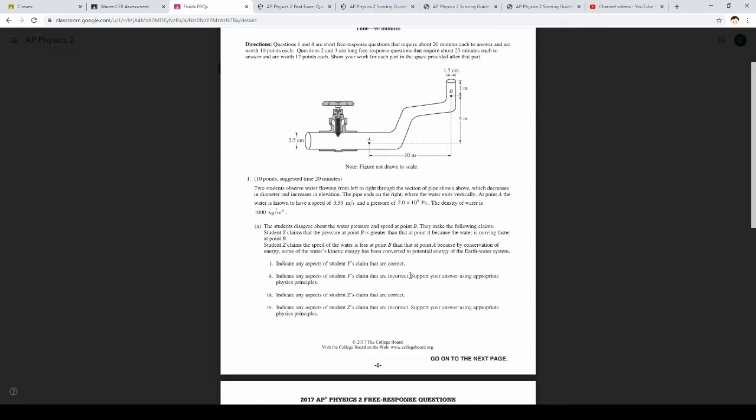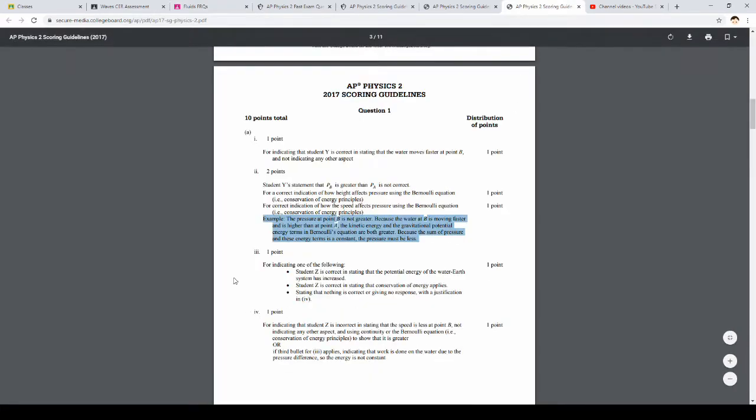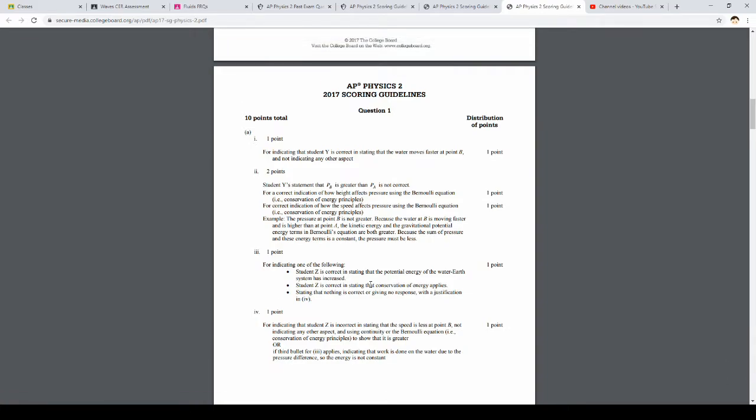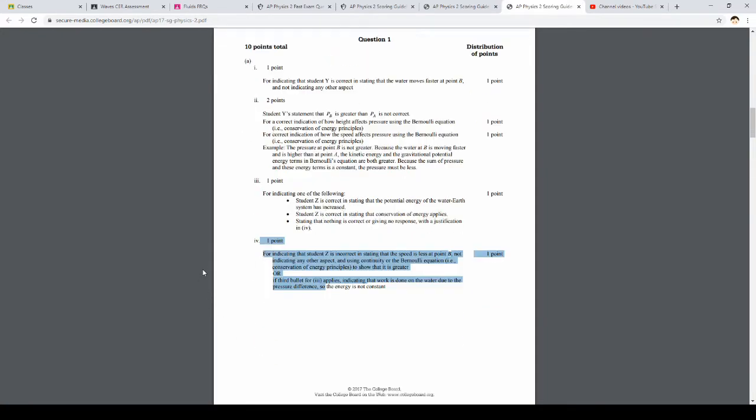Part 3, indicating any aspects of student Z's claim that are correct. There's 1 point here for indicating one of the following. Student Z is correct in stating that the potential energy of the water-Earth system has increased. So the water did go up, the potential energy increased. Student Z also said that conservation of energy applies, which is true. And stating that nothing is correct or giving no response, with a justification in 4. So if you did not catch this, then you could still earn this point by getting this point.